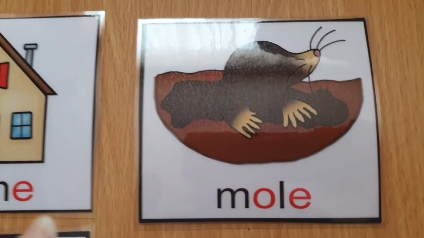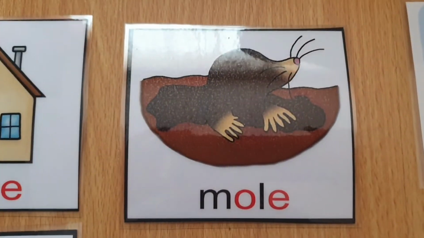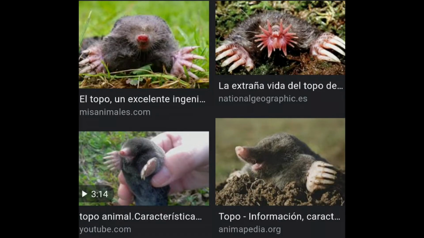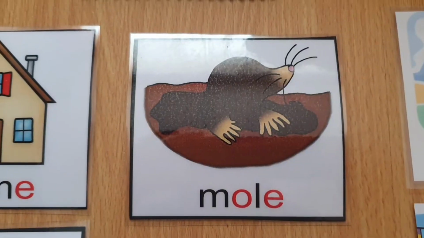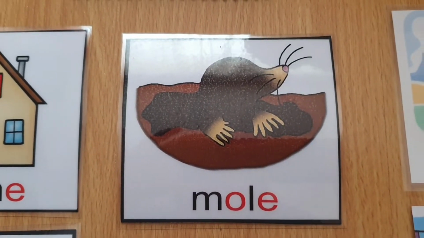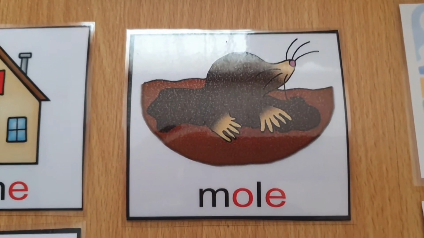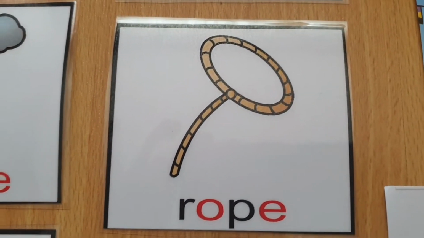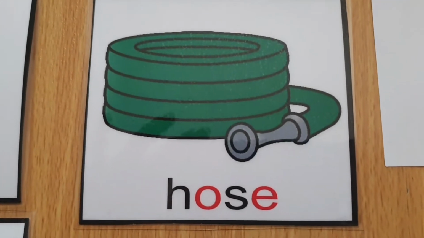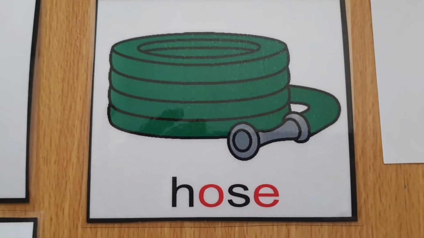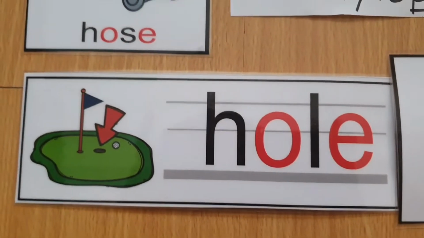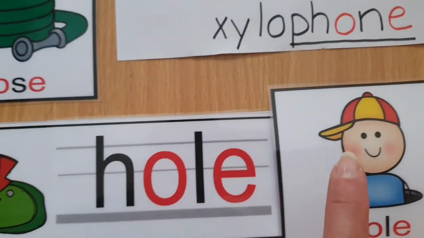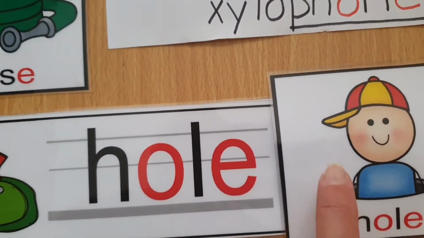So this is a mole. Did you see the picture? A mole is a little animal that lives in the ground, right? Yes? Okay. Rope, right? Hose. You use a hose to water your garden. A hose. Hole. This is a hole. The man is in the hole.